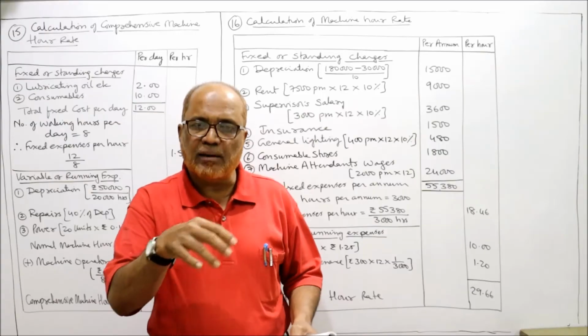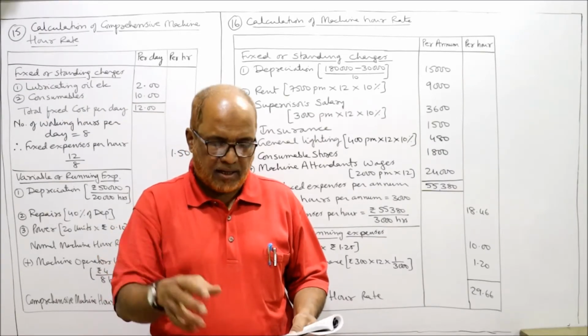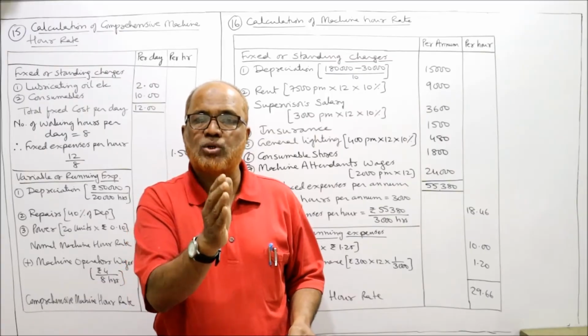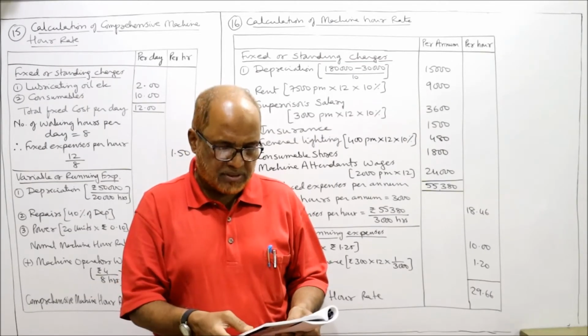तो मशीन खाली 10% एरिया ले रहा है, तो पूरे डिपार्टमेंट का रेंट मालूम करेंगे 7,500 into 12 because we need per annum, so into 10%.